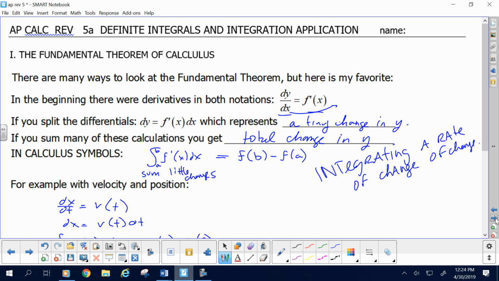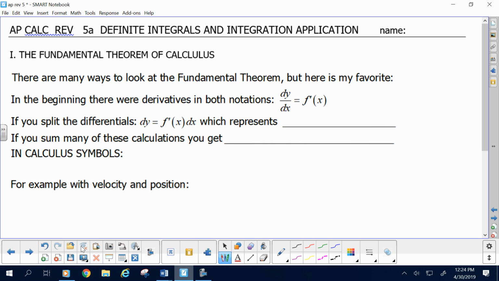Okay, I think that is good. Yay, here we go. Let's go yeller, shall we? Fundamentals, theorem of calculus. Yeah.